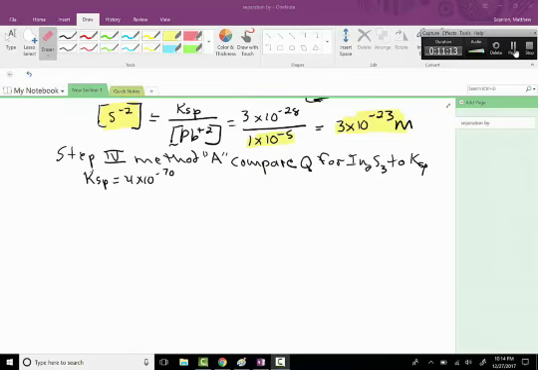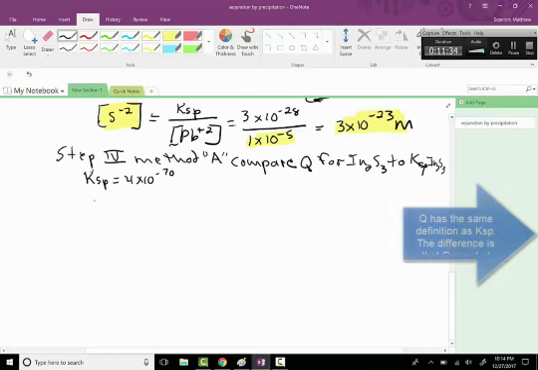Okay, so we're going to go step 4 now. Step 4, method A, is compare Q for indium sulfide to indium sulfide's KSP. Indium sulfide, that's what I'm after here. The KSP for indium sulfide is 4 times 10 to the minus 70th. Now, to calculate Q, Q is equal to the constant, same expression, indium plus 3 squared times concentration of sulfide minus 2 cubed.